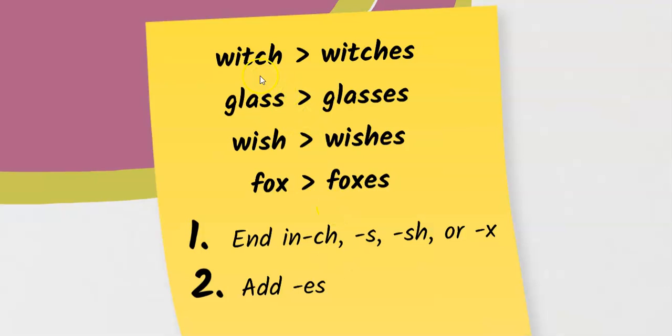When a word ends with ch, s, sh and x sounds, then we add ES to each of them to make them plural. And it's a very practical reason. It's very difficult to say which, glass, wish, and so on. So we need that E there in order to pronounce it more easily.